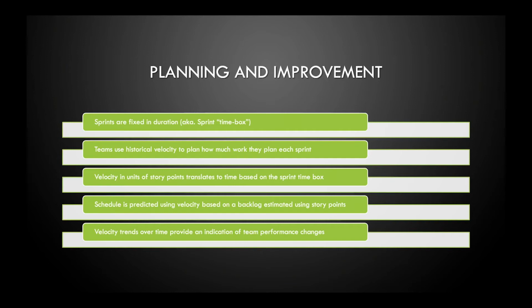Velocity brings benefits to teams in two major areas: planning and improvement. From a planning perspective, velocity translates into time based on the key Scrum tenet that a sprint represents a fixed time duration. As a result, the number of story points delivered in a sprint reflects a delivery rate of points per unit time.